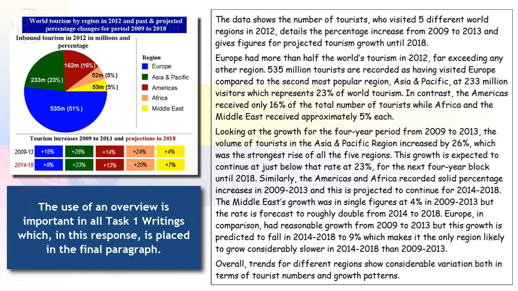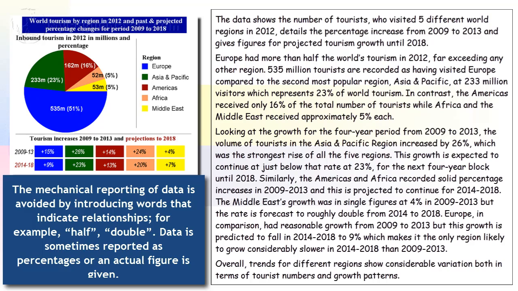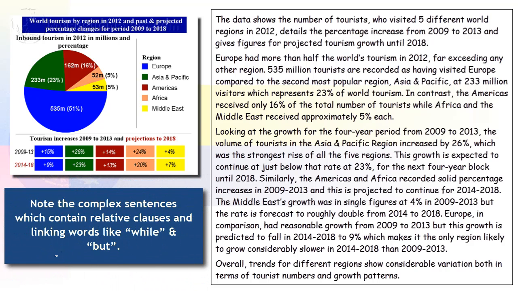The use of an overview is important in all Task 1 writings, which, in this response, is placed in the final paragraph. The mechanical reporting of data is avoided by introducing words that indicate relationships. For example, half, double. Data is sometimes reported as percentages or an actual figure is given. Note the complex sentences which contain relative clauses and linking words like while and but.